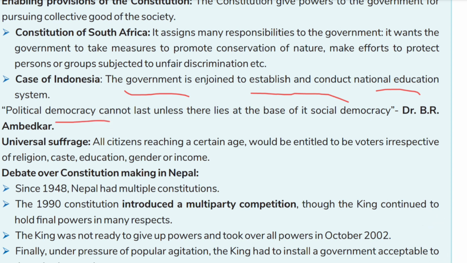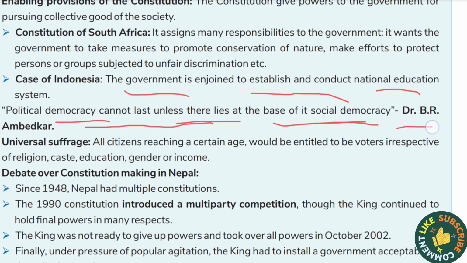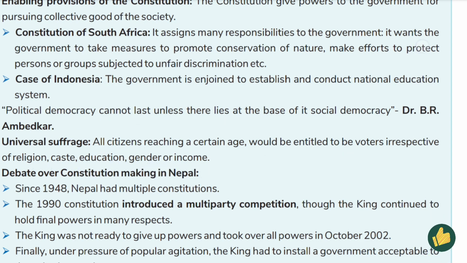Political democracy cannot last unless there lies at the base of it social democracy. This is a statement by Dr. B.R. Ambedkar. What is universal suffrage? Universal suffrage means that all citizens reaching a certain age would be entitled to be voters irrespective of religion, caste, education, gender, or income.